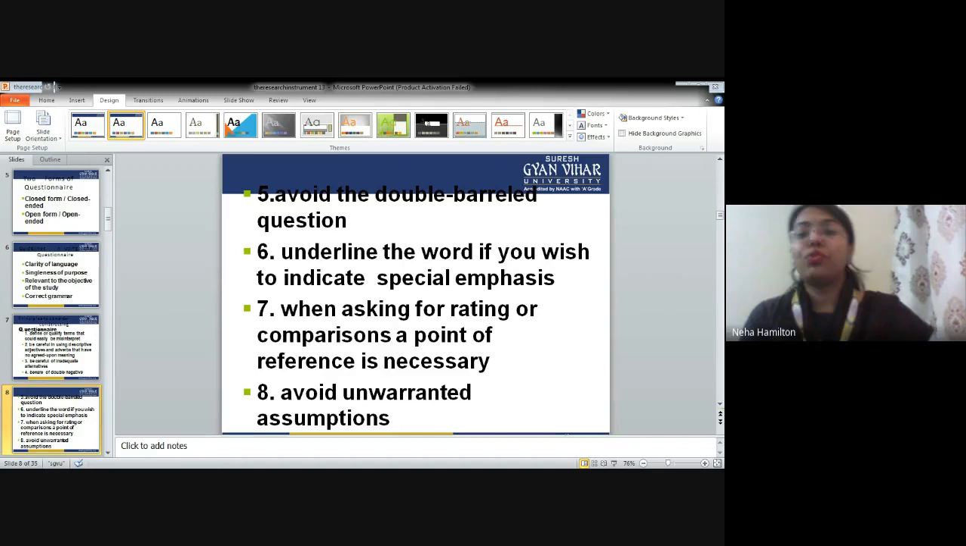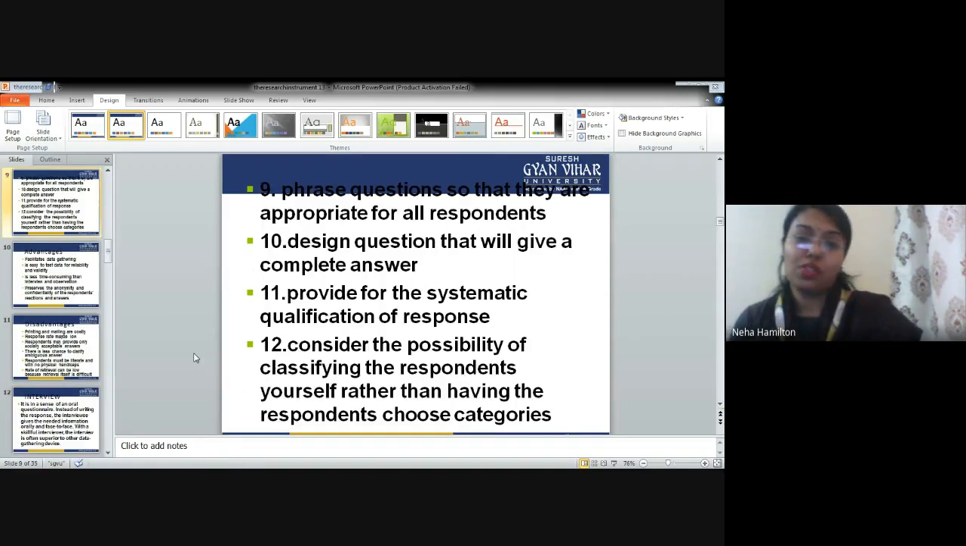Answering the sample question, write the note in bracket why you have chosen that particular alternative. When asking for ratings or comparisons, a point of reference is necessary. I've given you the example. Avoid unwarranted assumptions. Unwarranted assumptions means assumptions which are new to the researcher, assumptions which the researcher doesn't know about.